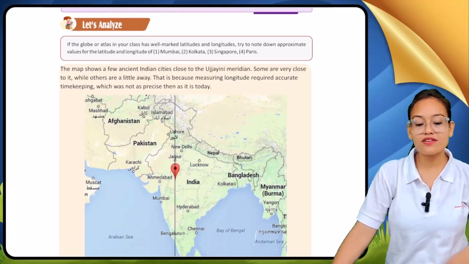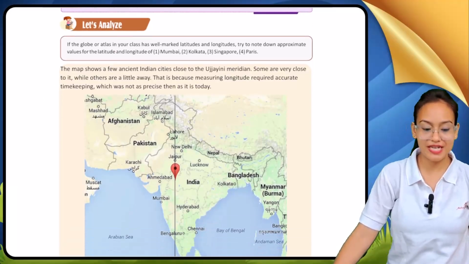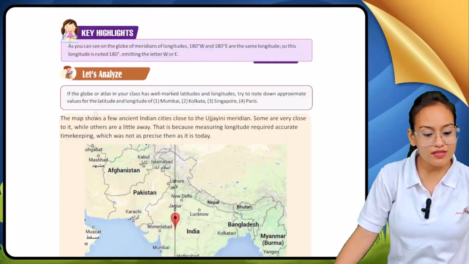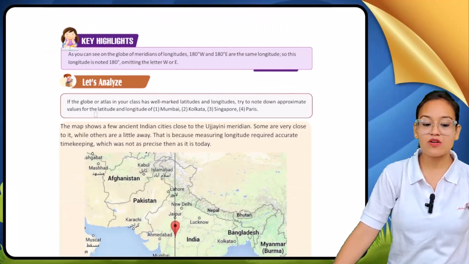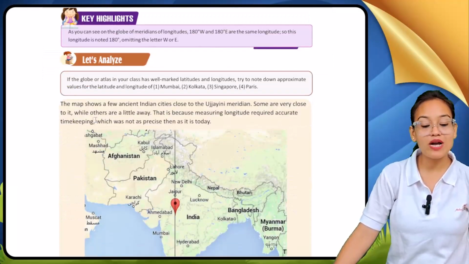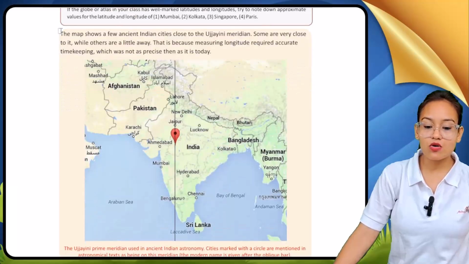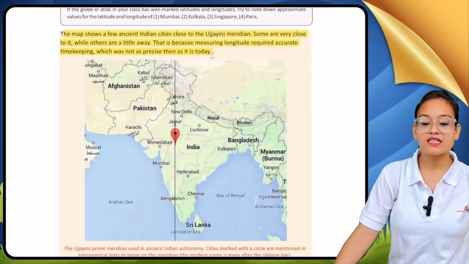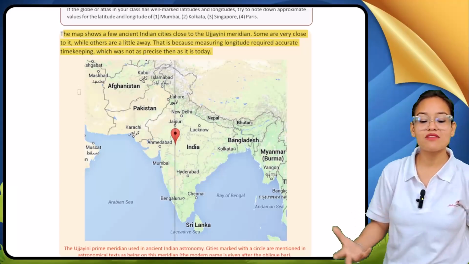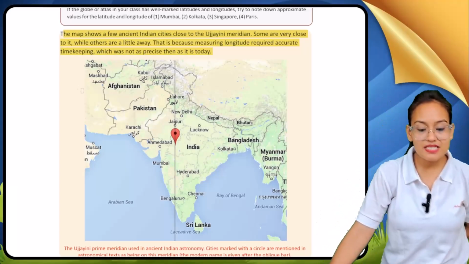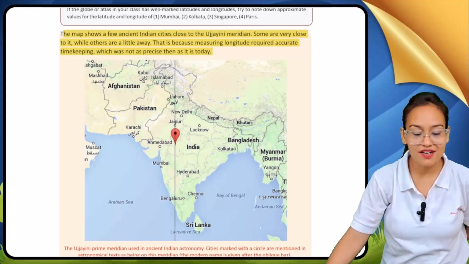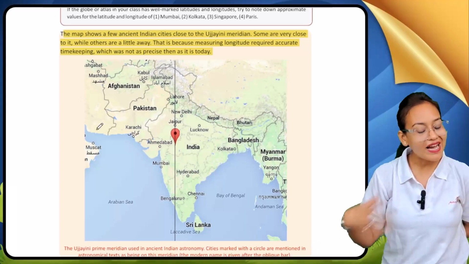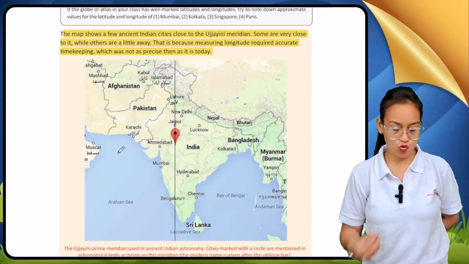Here is also given a map of our country India. What things can we note from this map? We can note that this map shows a few ancient cities close to the Ujjaini meridian. Some are very close to it while some are very far. This is the ancient map of our country India. And why is it taken as an ancient map?